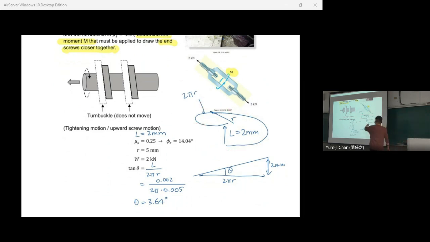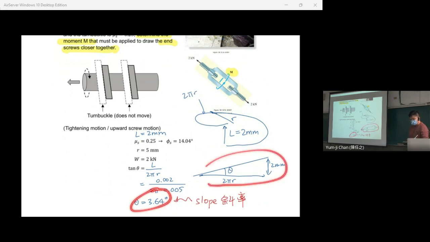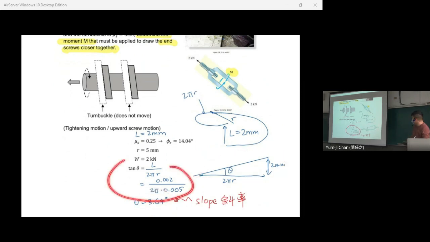If it goes up by 2 mm after going 2 pi R, the slope theta is 3.64 degrees. So I think you can do this.